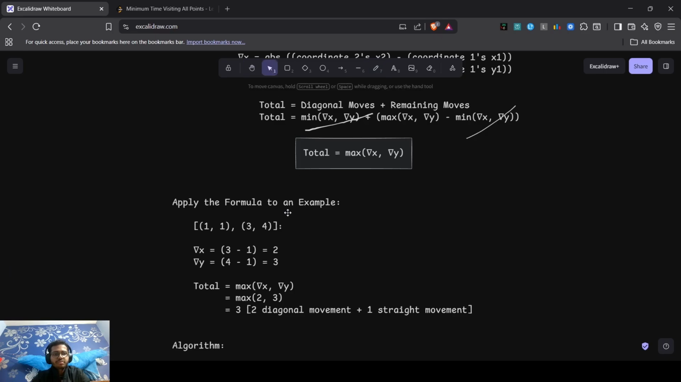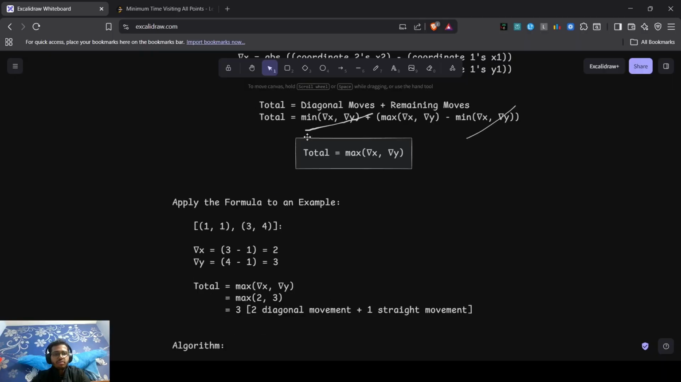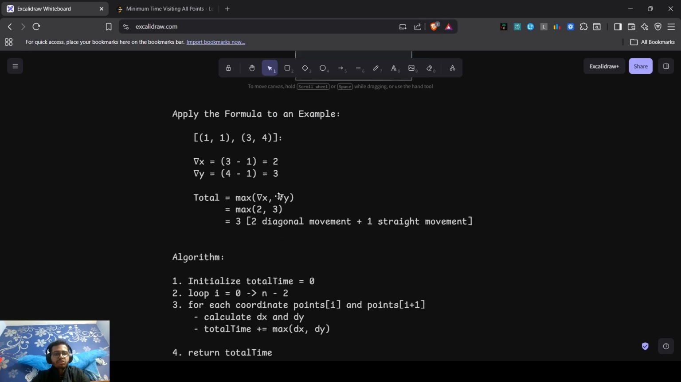So let's use this example, 1 comma 1 comma 3 comma 4. Okay, we need to go from 1 comma 1 to 3 comma 4. Now let's calculate the del x. The del x will be this x2 minus x1, that means 3 minus 1 equal to 2. Del y will be 4 minus 1 equal to 3. The total is maximum of del x comma del y, which I have derived, right? The maximum of 2 comma 3 is 3. And so we need here two diagonal movements plus one straight movement.